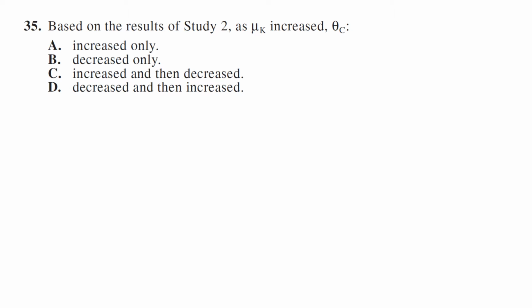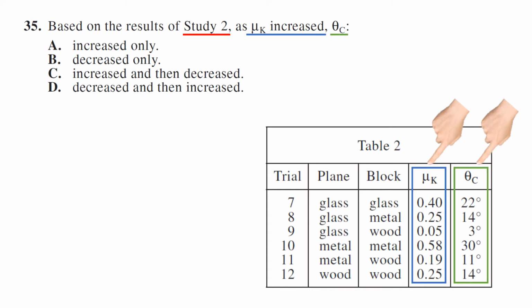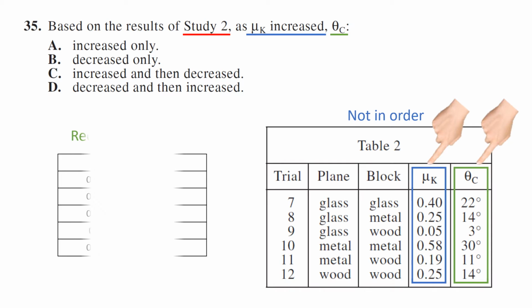35, based on the results of study 2, as K increased, theta C did what? So again, this K, I think, stands for kinetic energy, and C stands for the angle of the critical value when it starts to slide. Doesn't matter, just call it K and C. So as K increased, what does C do? This one's a tricky one because they're not in order. See, it goes from 0.40 to 0.25 to 0.05. So we have to put them back in order or check point by point. I like to put them back in order.